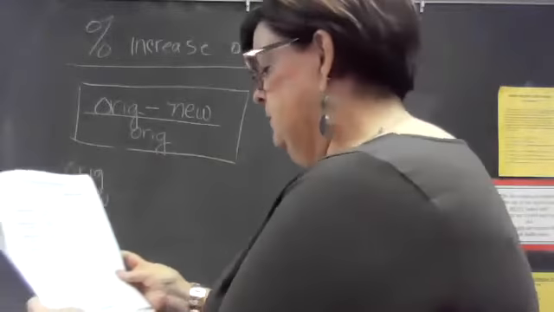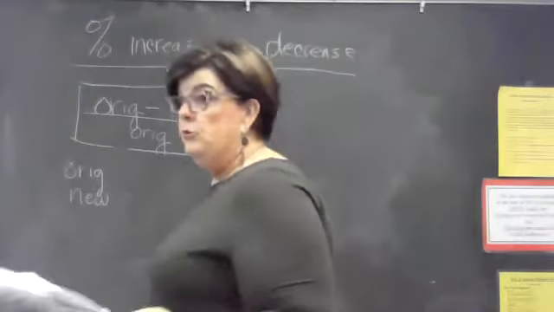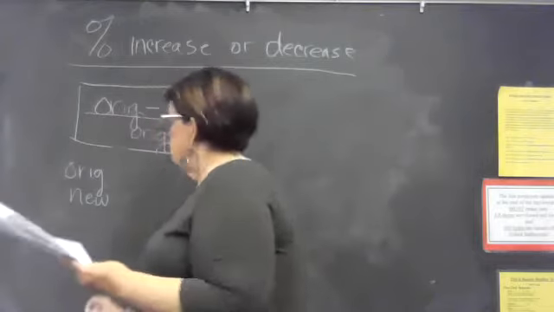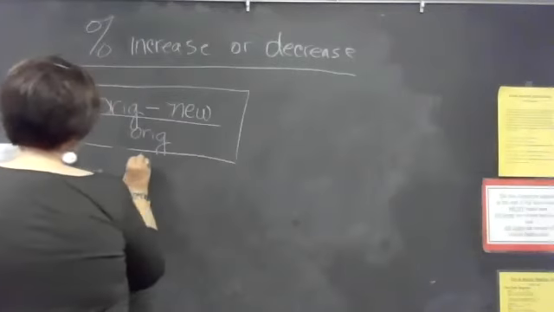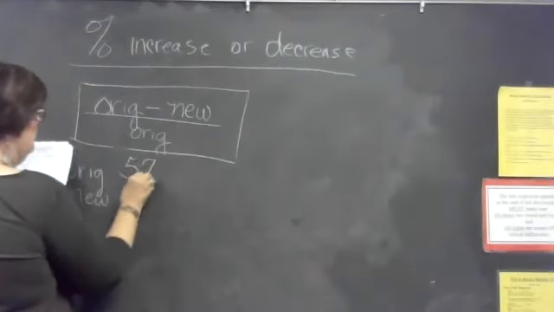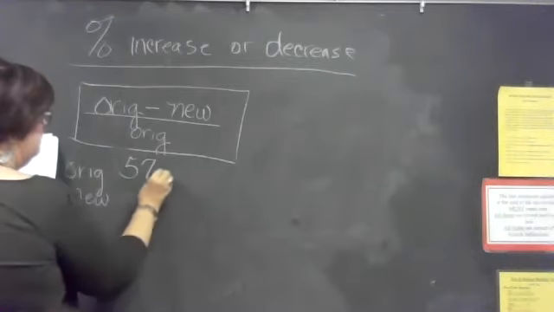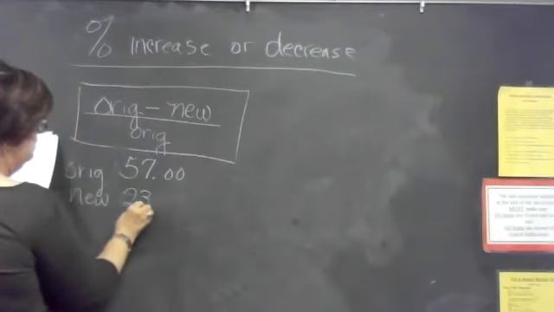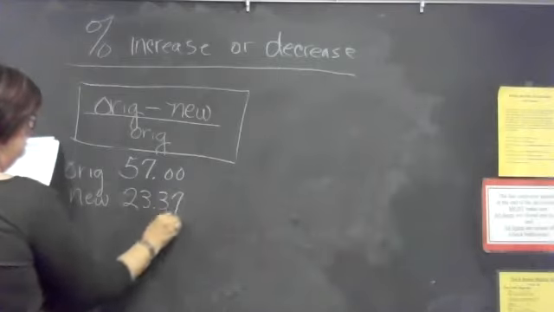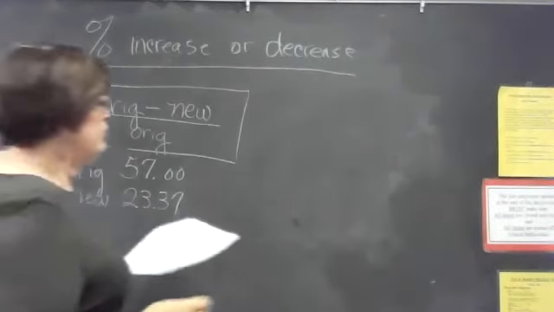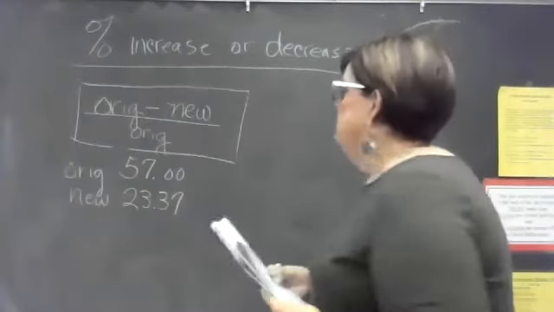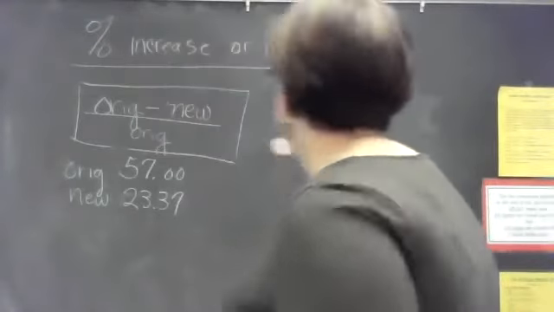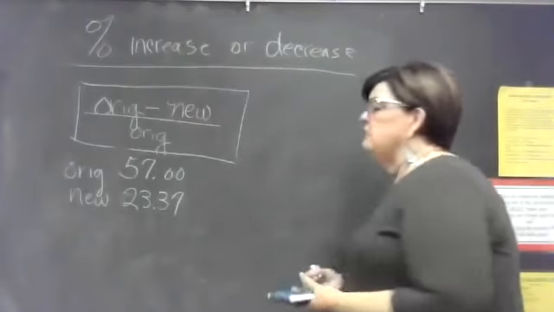All right. I'm going to look at number 10 on that same page with the money. And let's do, the original amount is 57. I think this one will work. And 23.37. Well, all of them will work, but for what I want to show you. Okay, we're going to find the difference here. Find the difference between the two prices. Is this going to be an increase or a decrease?